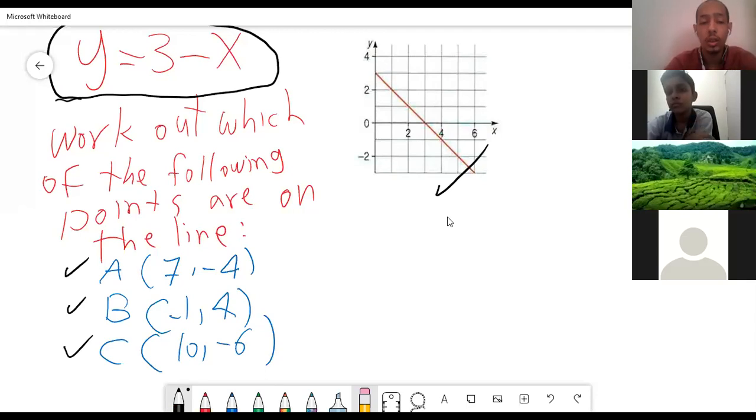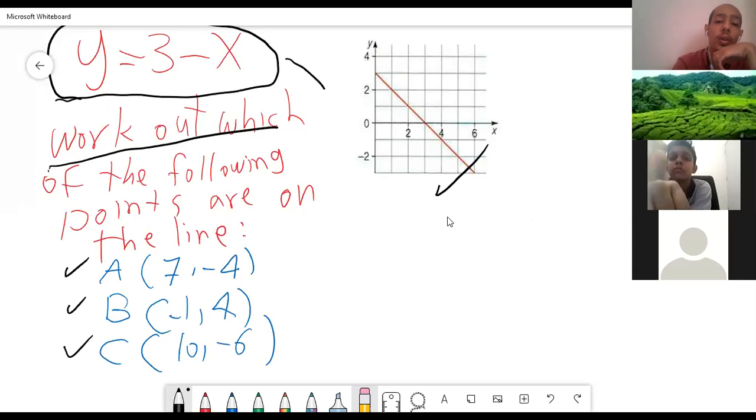The question is to work out which of the following points are on the line. We have 3 points, for example 7 and minus 4. We need to check if this point lies on the line or not. In order to make sure the point is on the line, we need to substitute this point into this function. So what are the values of point A? What are the values of x and y?